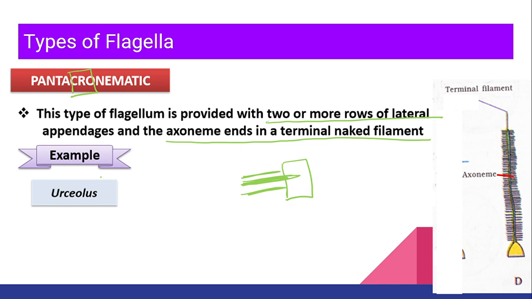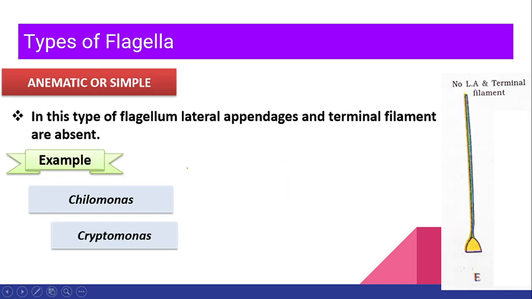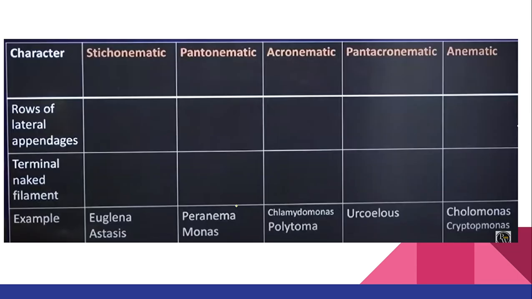For example, Euglena. And the last one, nematic or simple. In this type of flagellum, lateral appendages and terminal filaments both are absent. So there won't be any lateral appendages. Here in the picture you can see there are no lateral appendages, and the terminal filaments are also absent. Both are absent. Now, examples are Chilomonas and Cryptomonas.